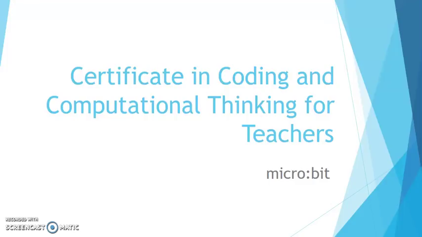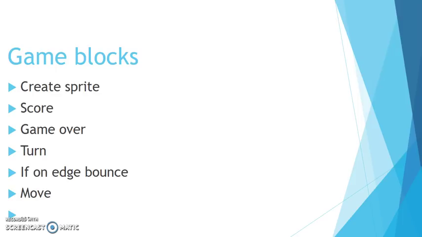In this screencast, we're going to look at the games blocks in Microbit. So we can create a sprite, we can have a score and do various different things to the score, like setting it to 0, changing it by 1, and so on. We have a game over block.